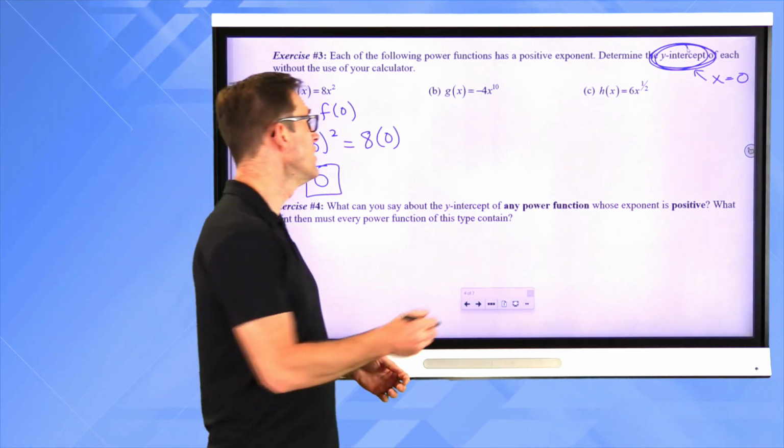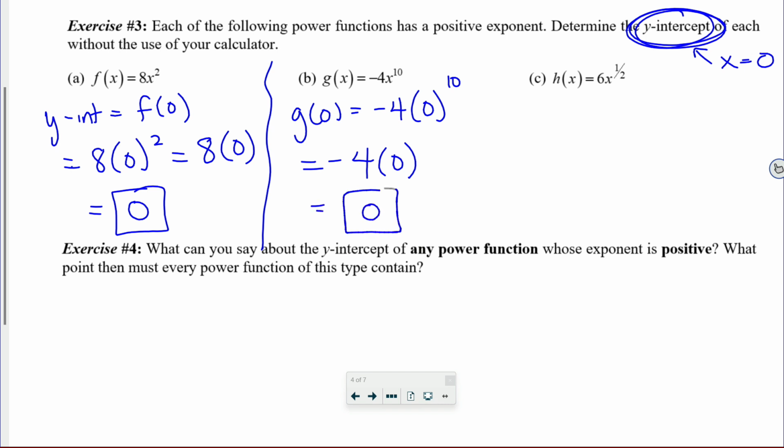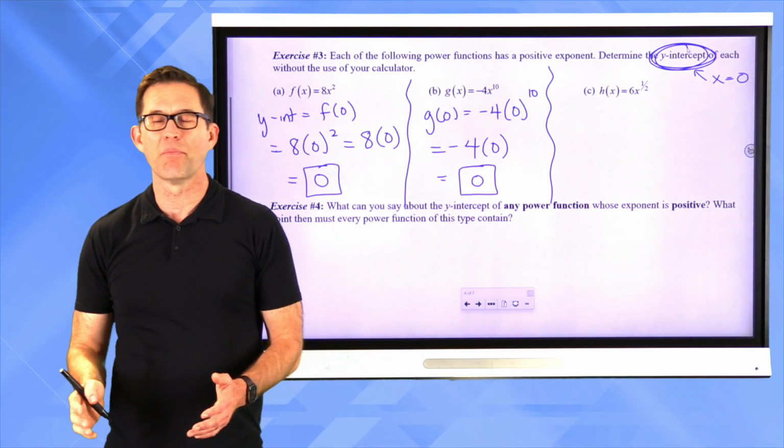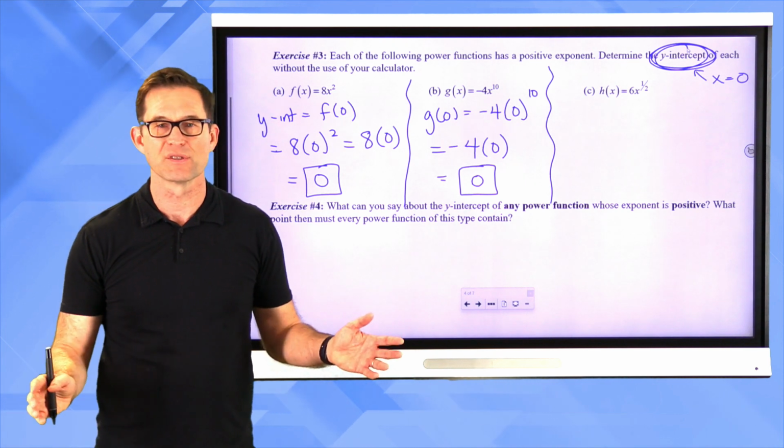All right, well, let's take a look. In this particular problem, the y-intercept will be g of 0, which is -4 times 0 to the 10th. 0 to the 10th is 0 times 0 times 0 times 0, etc., which is just 0. And negative 4 times 0 is 0. Those are two positive exponents that are whole numbers, so maybe that's not too surprising.